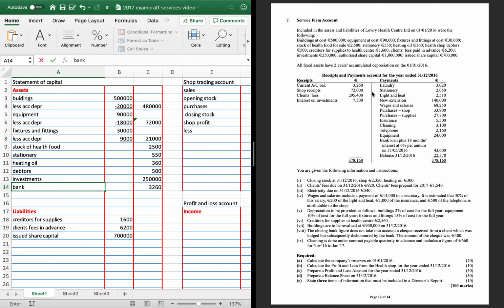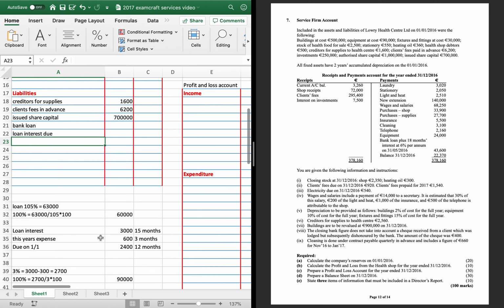Now, next one from the middle we will always have is the loan. So we're going to have bank loan, which will be a liability, and we'll also have loan interest due. There's a couple of different ways they've asked this in recent years, but this is the straightforward enough one. So it told us that the bank loan plus 18 months interest at 6% on the 31st of the 5th, 2016 is 43,600. So they haven't told us what the loan is, but they've given us enough information to work out what it is. So we're going to have to go down and do a little working on this.